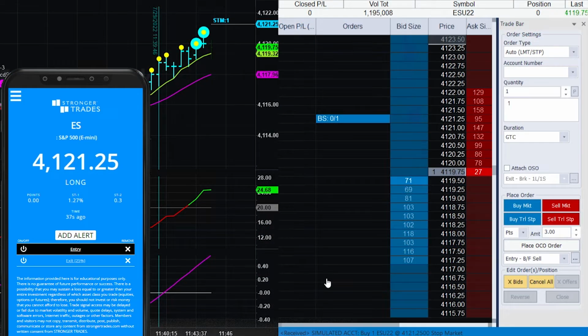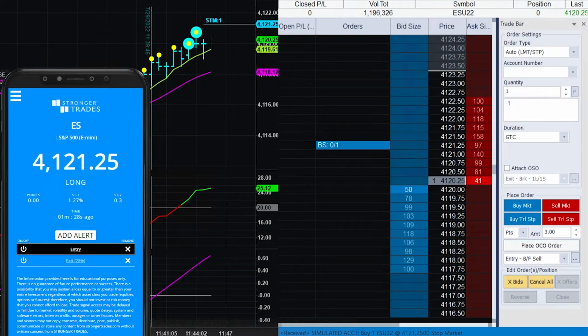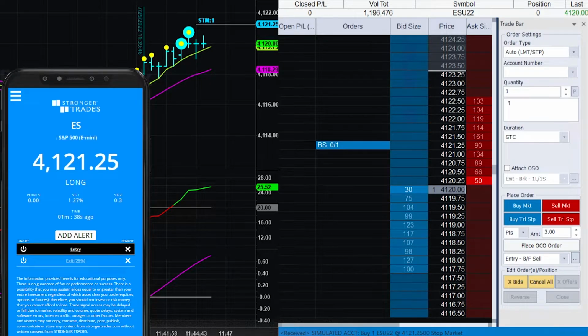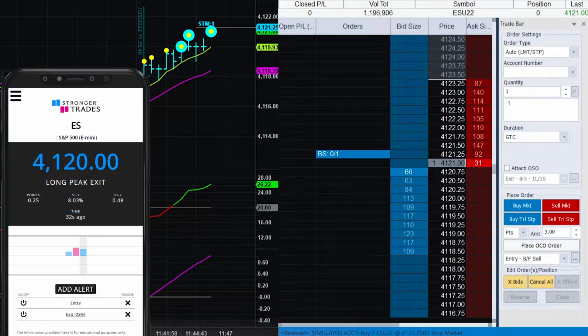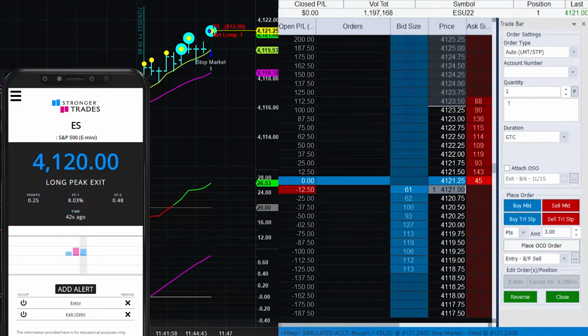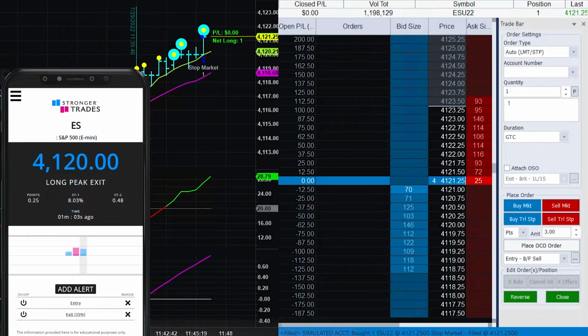You have a signal. The entry signal says there is a long at 4121.25 on ES, which is exactly where we placed our order. Our order has been filled, and both ST1 and ST2 look favorable.